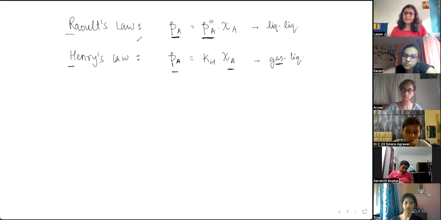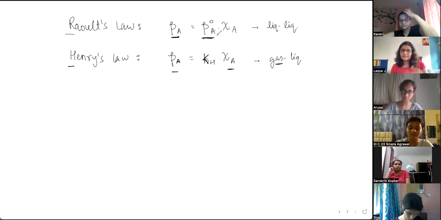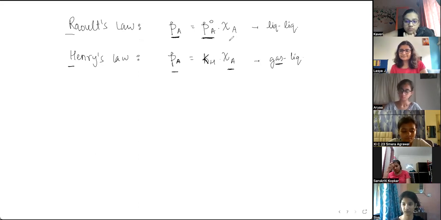So Henry's law can be considered as a special case of Raoult's law, in which the vapor pressure is actually like when all of the liquid has evaporated into gas. Like instead of a liquid, if you have a gas.